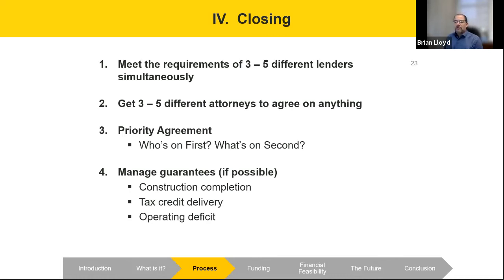A key part of the process is managing guarantees, that last bullet there, number 4, because as the sponsor, you are going to have to promise all those funders that you are going to deliver the project on time and on budget. Especially the construction lender and the investor are going to have monetary penalties if you are not able to do that. So those guarantees can be onerous and extremely risky. And it's definitely a barrier.